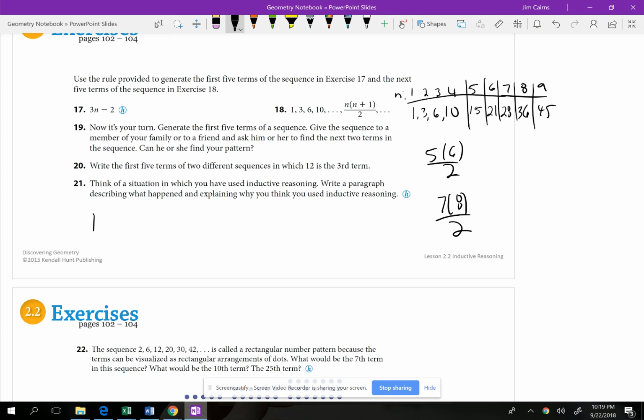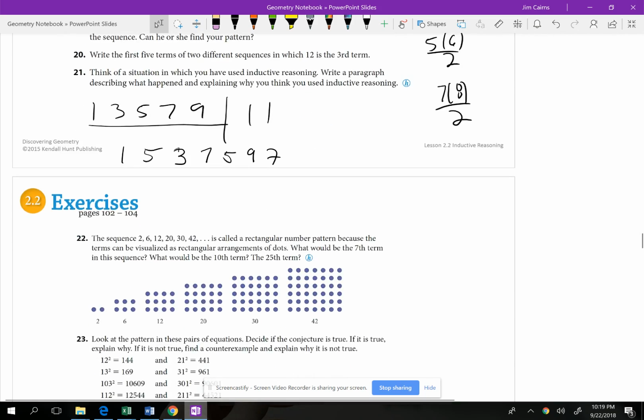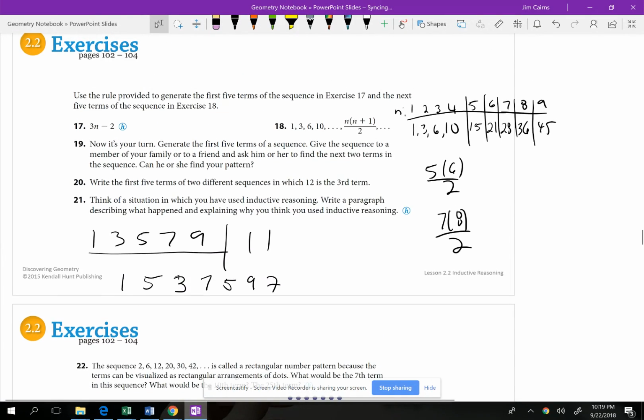So maybe you could do something like 1, 3, 5, 7, 9, going up by 2, and the next one would be 11. Or you could do something a little bit more interesting, like maybe add 4, subtract 2, and then add 4, subtract 2, add 4, subtract 2.